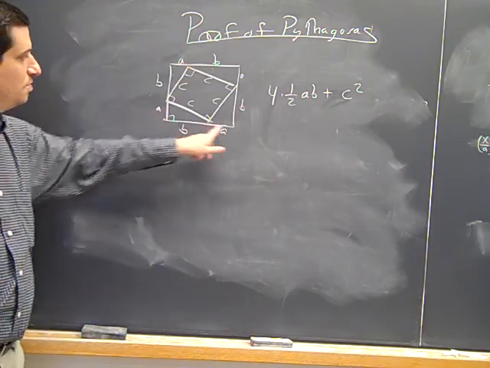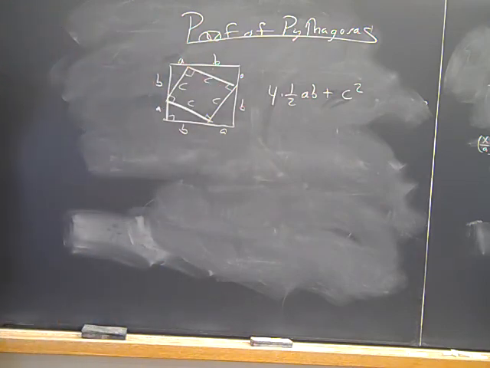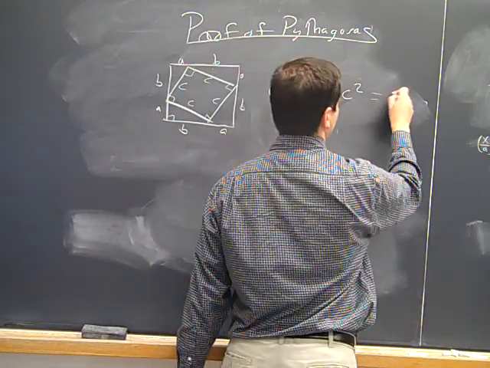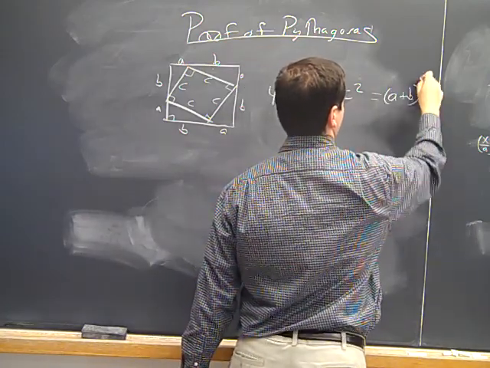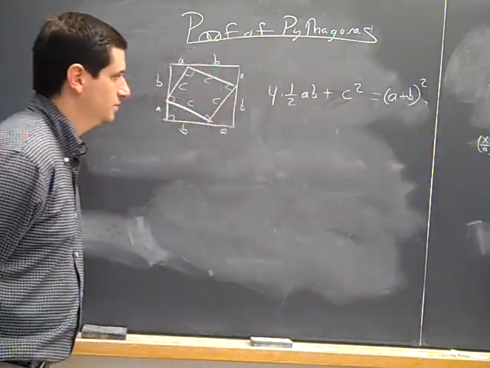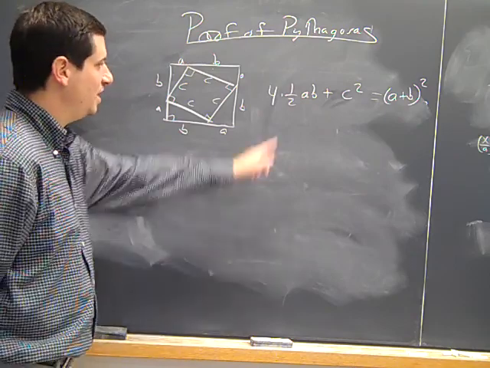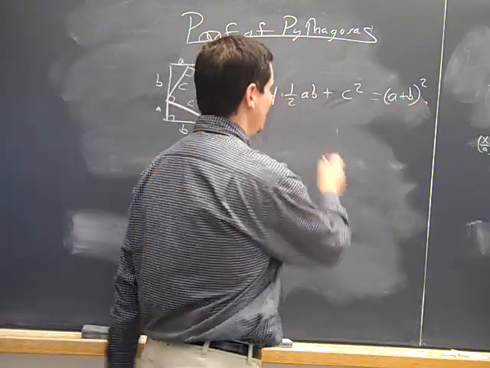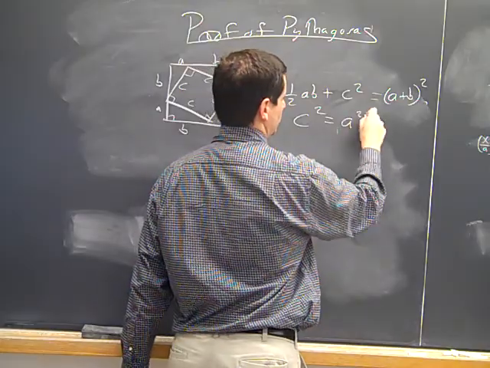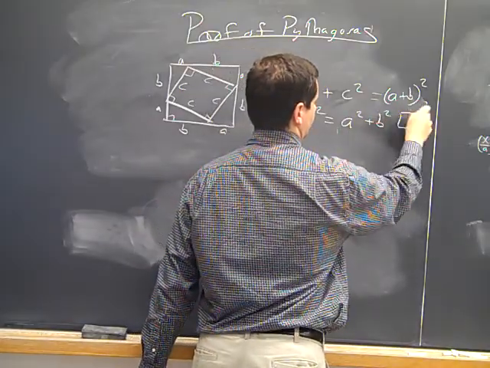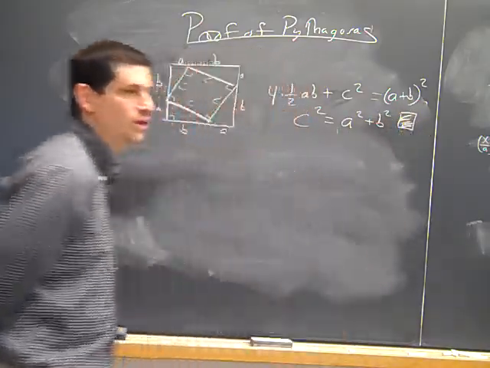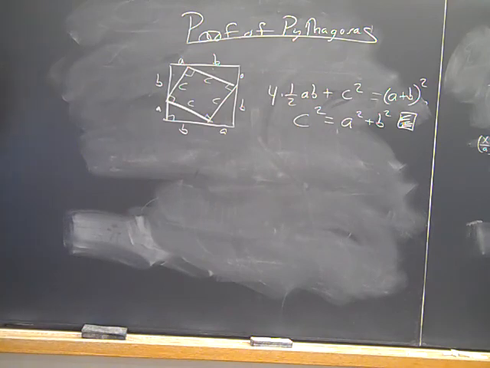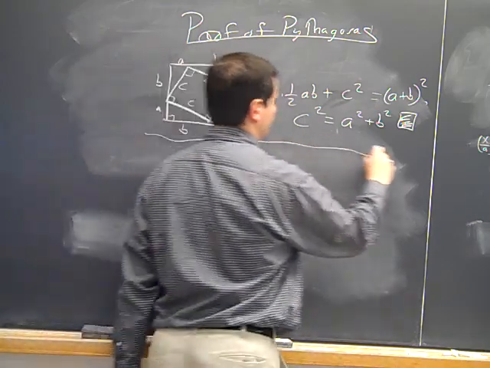But these pieces completely fill the square of side A plus B. So this has to be (A plus B) squared. And when you expand it all out, I have a 2AB, 2AB cancels, and you get C squared is A squared plus B squared. So for a long time, this was my favorite proof of Pythagoras because it was easy to remember. I want to show you a better one.